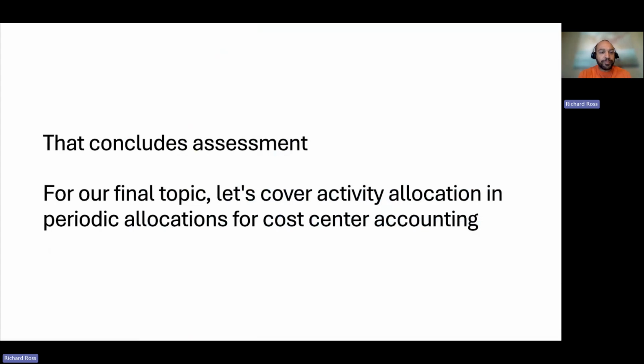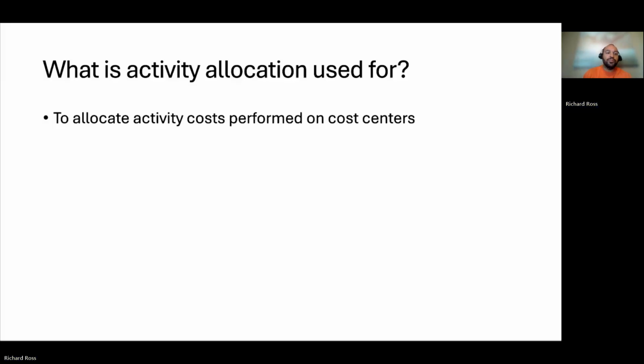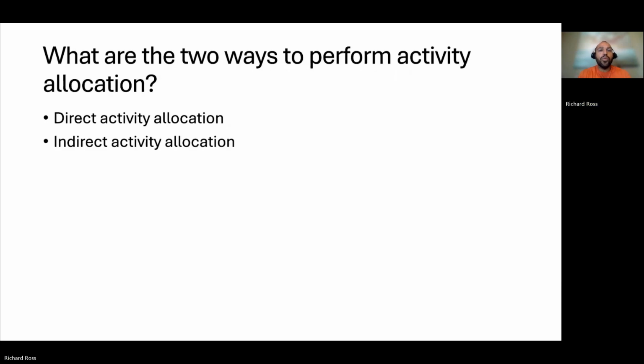That concludes assessment. Now, for our final topic, let's cover activity allocation and periodic allocations for cost center accounting. Activity allocation. What is activity allocation used for? To allocate activity costs performed on cost centers. What are the two ways to perform activity allocation? Direct activity allocation, indirect activity allocation.